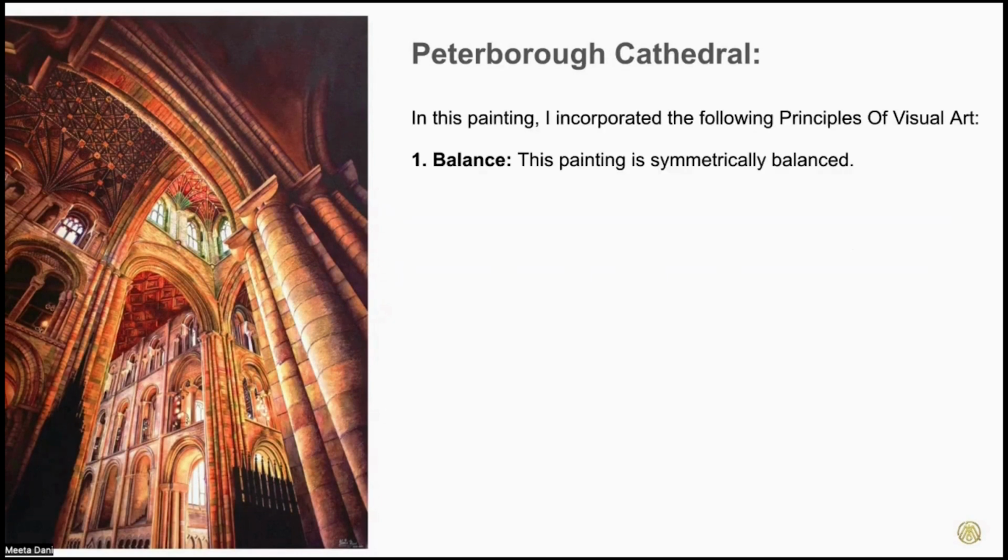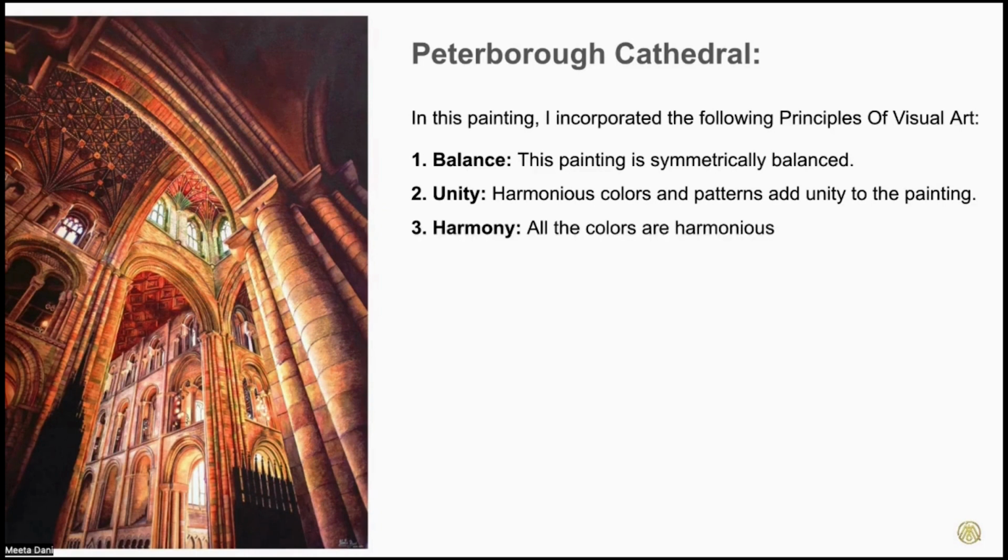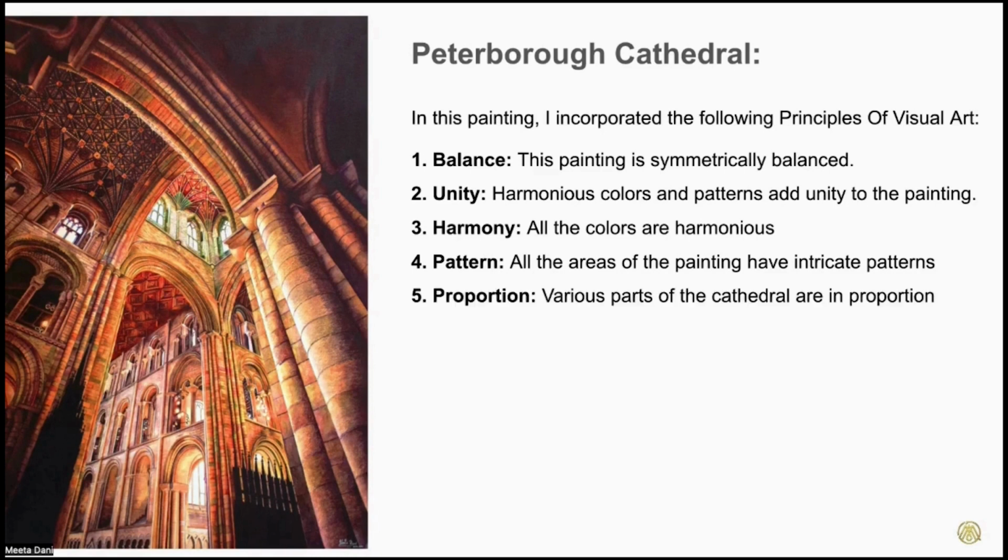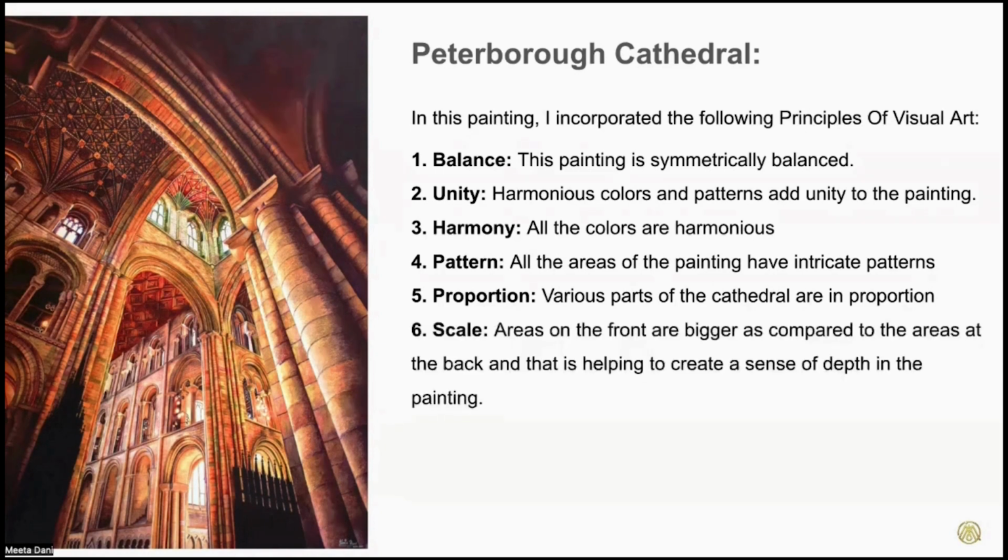First is balance. So this painting is symmetrically balanced. Then unity. The harmonious colors and patterns are adding unity to this painting. It has harmony. You can see all the colors are harmonious. And the patterns are there. Lots and lots and lots of patterns are there. And then proportion, all the pillars, the windows, and everything have proportion. I forgot to mention that it also has the scale principle of visual art. And yeah, of course, I have written here, the scale principle of visual art is also there.